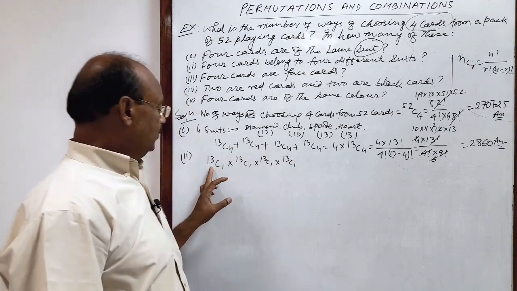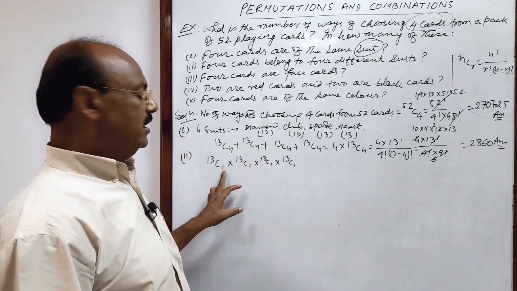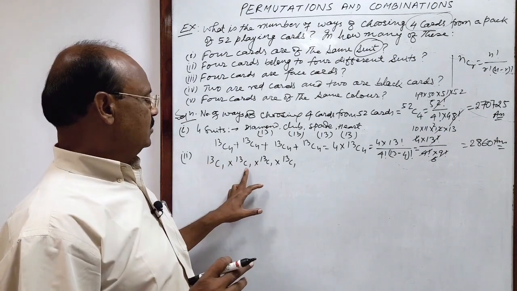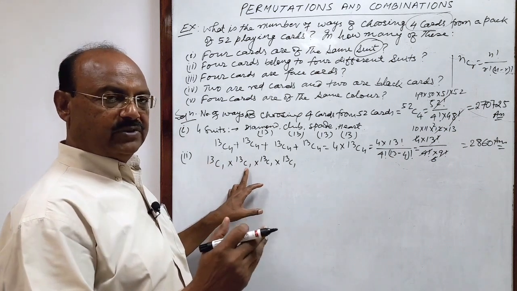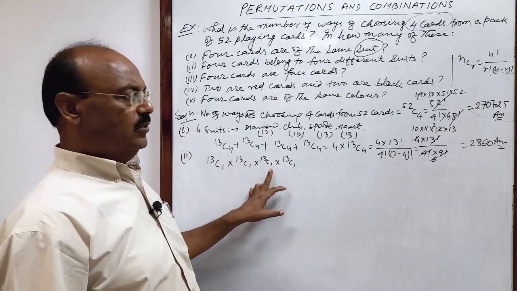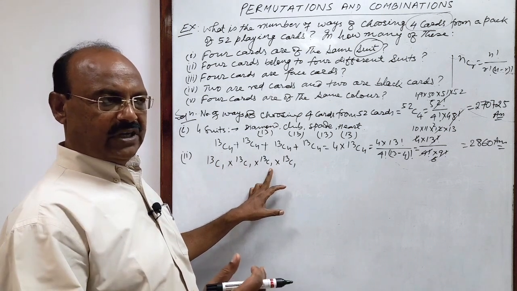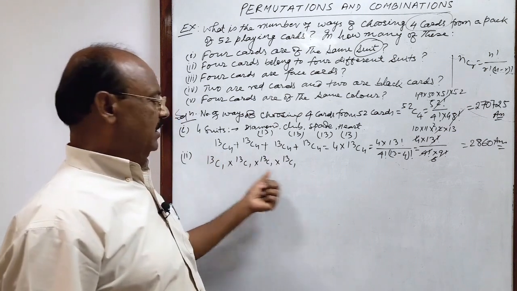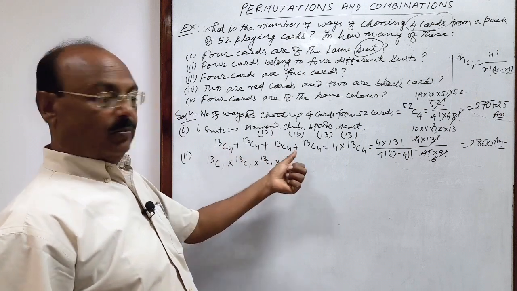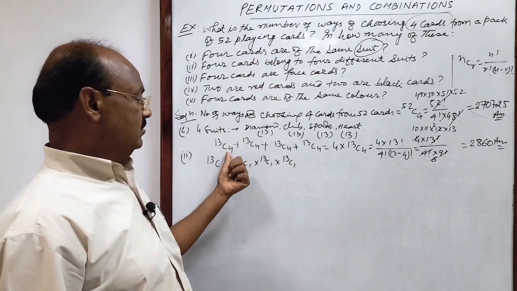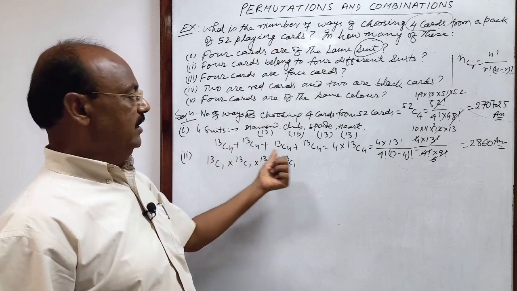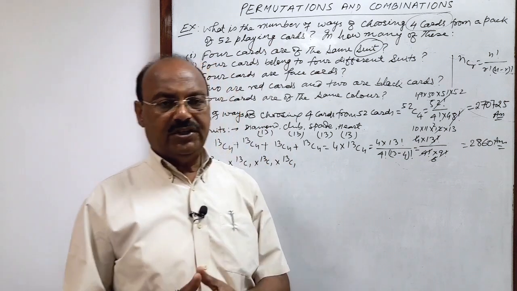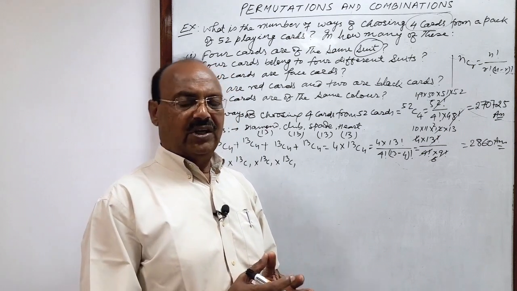But here you see 13C1 is here, means only 1 card has been selected. Still we have to select 3 cards. Here also 1 card we have selected. Still we have to select 2 cards. Here 1 card we have selected. Still we have to select 1 card. So if the job has not been completed, there will be the multiplication sign, and if the job has been completed, we had to select 4 cards, 4 cards we have already selected here, so there will be the addition sign. Very simple. So job is incomplete, there will be multiplication. If job is complete, there will be addition.